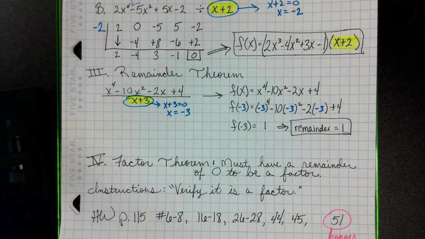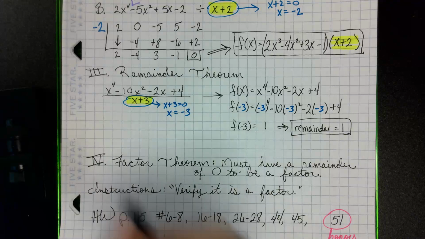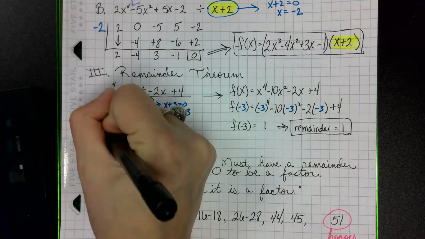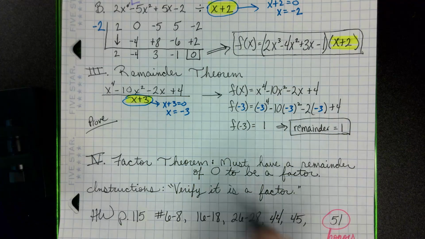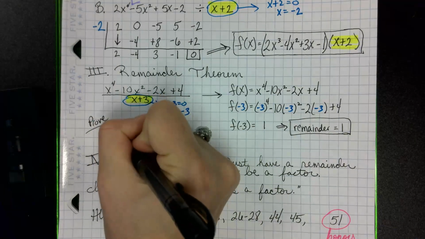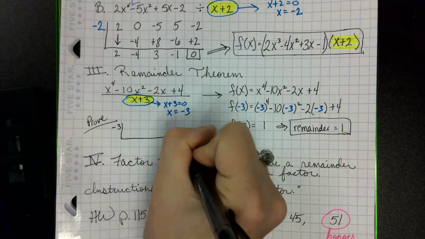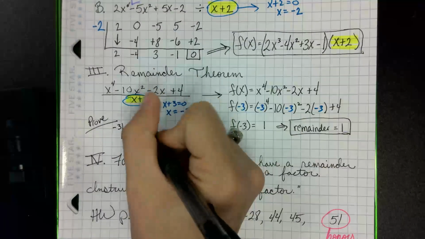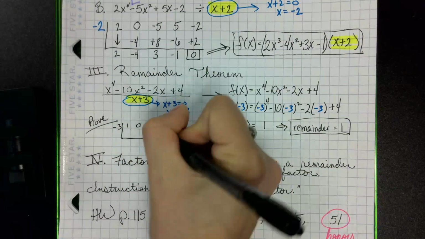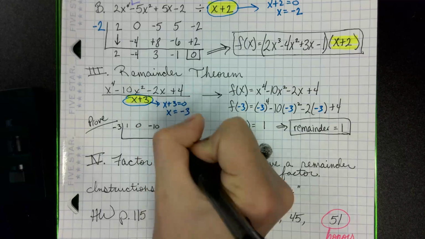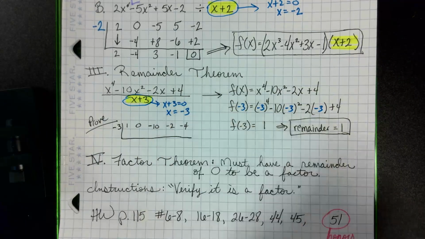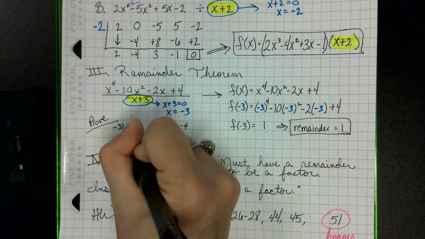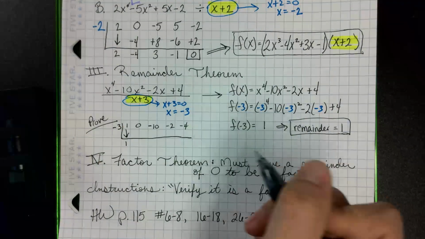I could do synthetic division to check it. You don't have to do this part on your assignment, but to prove it to you, I'm going to real quickly do synthetic division. I put my negative 3 on the outside. Take my coefficients, 1, 0, negative 10, negative 2, 4. Bring down the 1. Multiply.